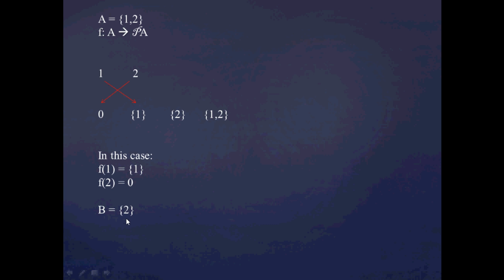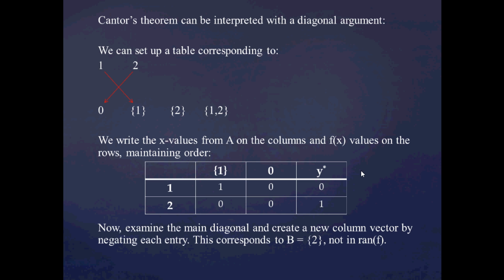So this is that weird set that we construct, which is going to refute the idea that f is surjective. I encourage you to play around with these arrows and power sets just to see that this construction is indeed going to produce something which is not in the range of f. Now it turns out that this proof of Cantor's theorem can be interpreted in a very nice way through a diagonal argument. That is, when I consider this mapping, for example, 1 going to the set containing 1 and 2 going to the empty set, that can create a table corresponding to this mapping.